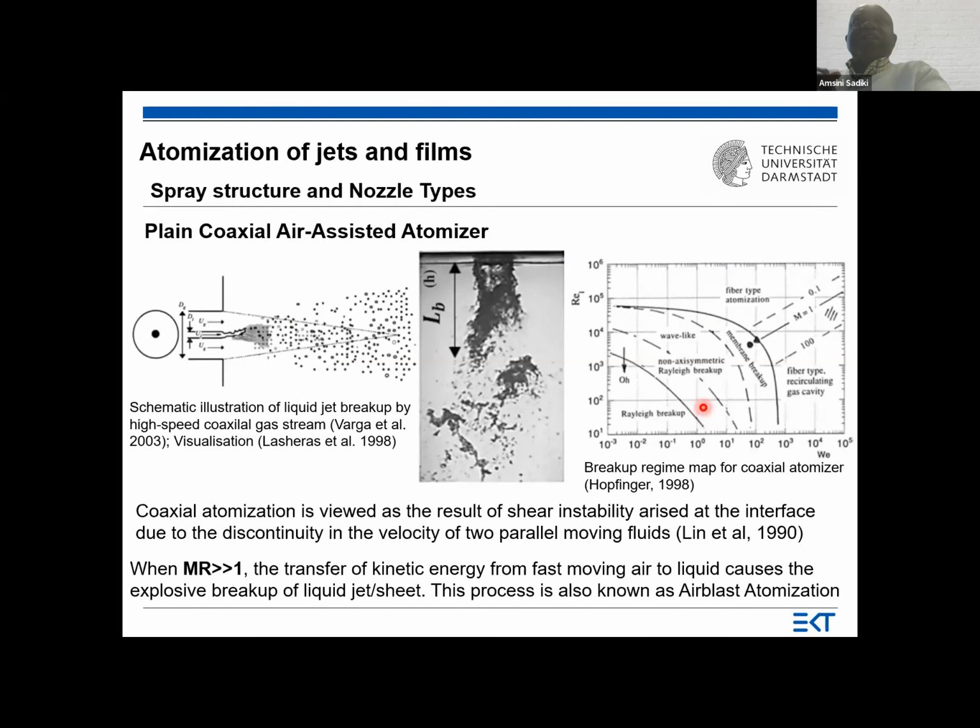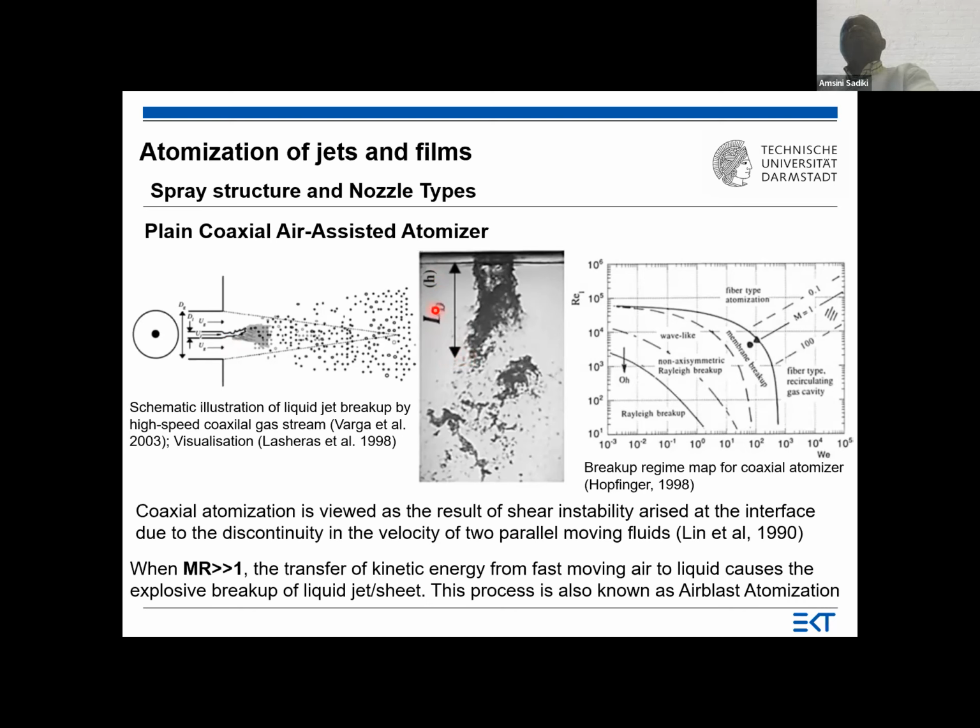For the plain coaxial air-assisted atomizer, we have the shear layer, which is formed between the liquid and the gas, and depending on this ratio, we have this distribution of droplets, and also we have the ligament lengths, the core lengths as we have here, and we can see it experimentally.